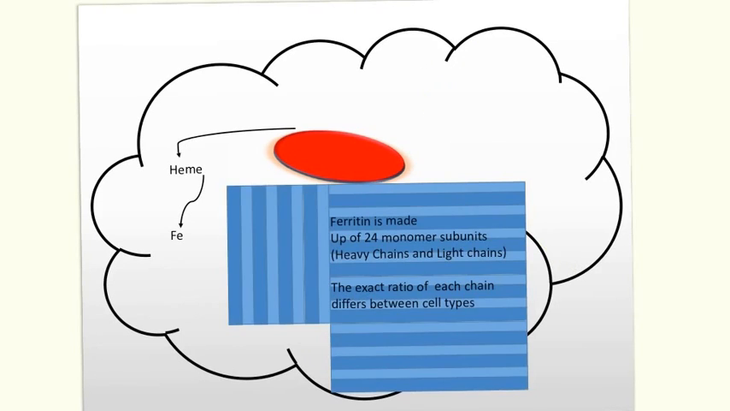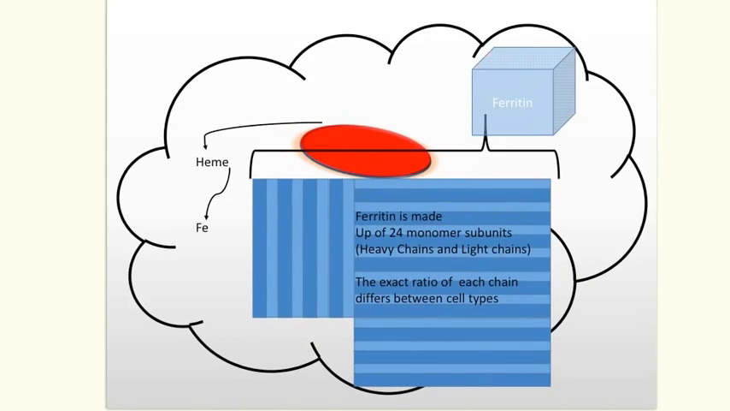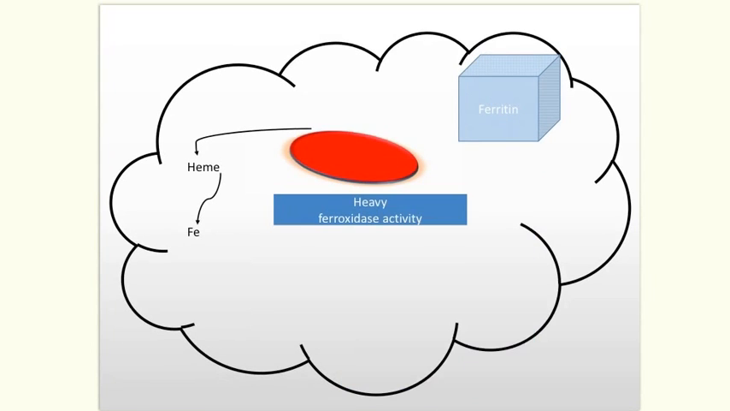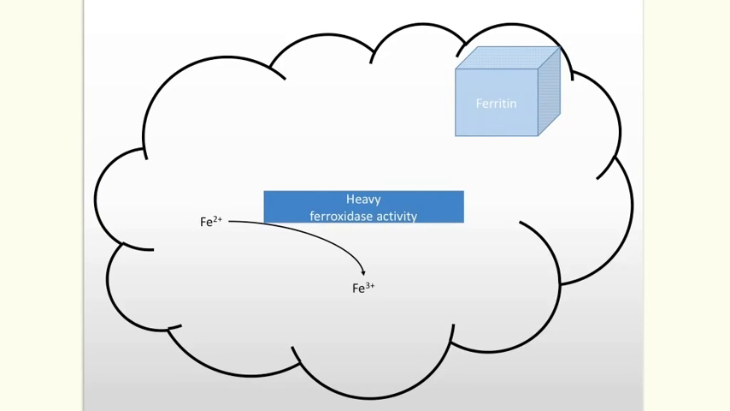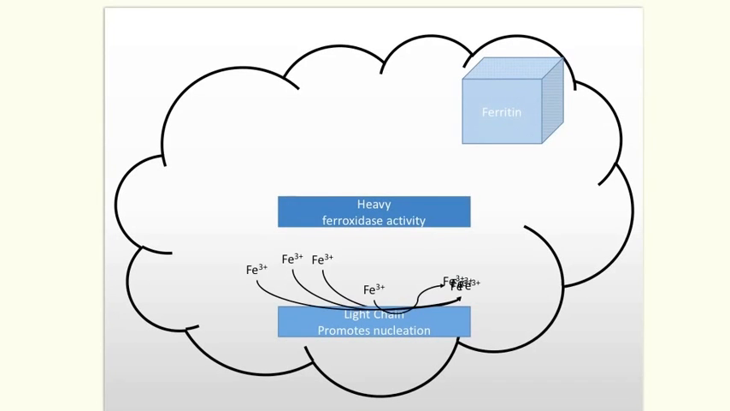And basically, I already said this, I forgot that I had this slide. So ferritin is made up of 24 monomer subunits. The exact ratio is different in each cell, but all of those subunits come together, and we call it ferritin. Heavy chain has ferroxidase activity that can convert the Fe2 into Fe3, and the light chain promotes nucleation. That's going to allow lots of iron to be packed close together.